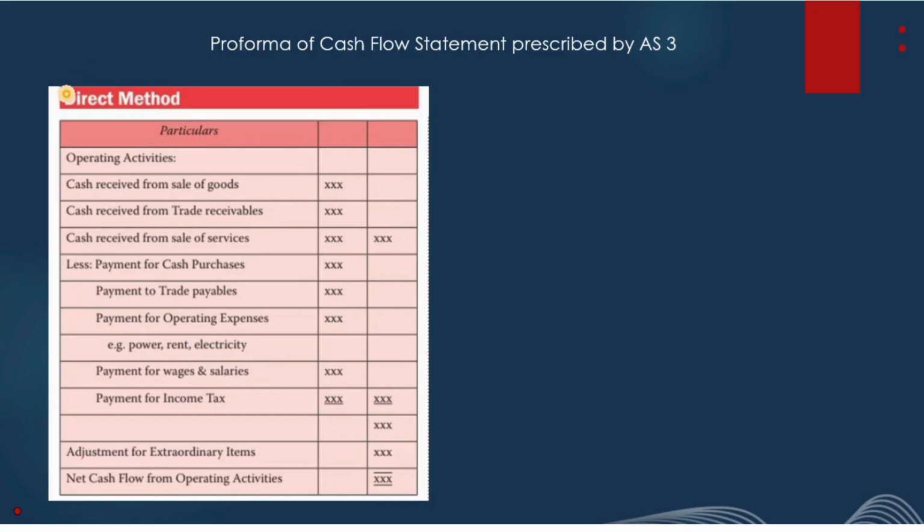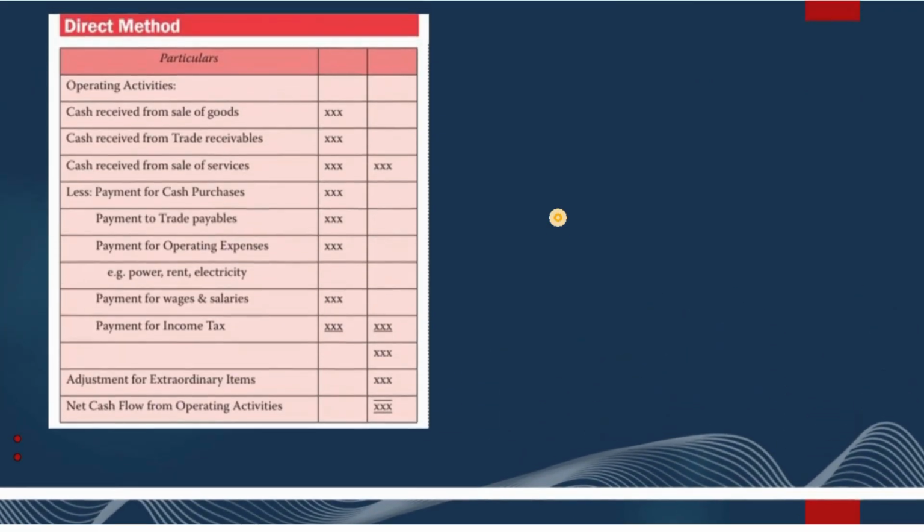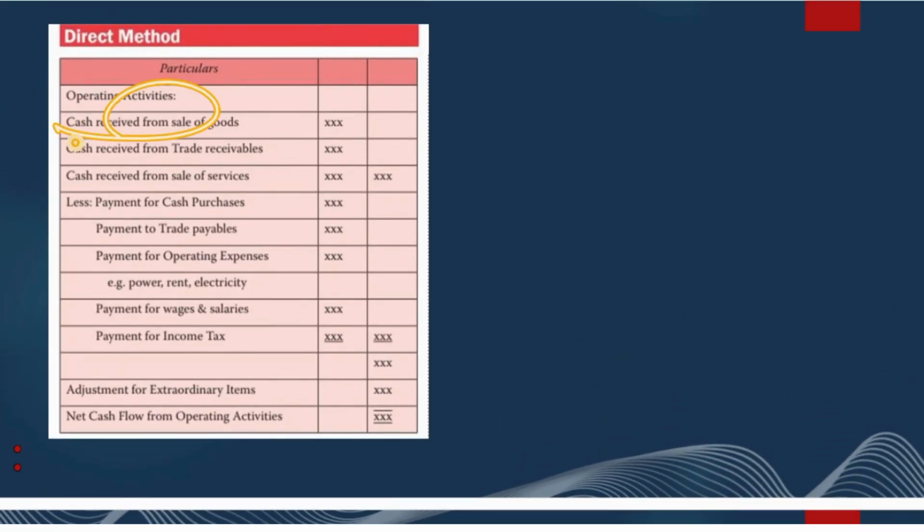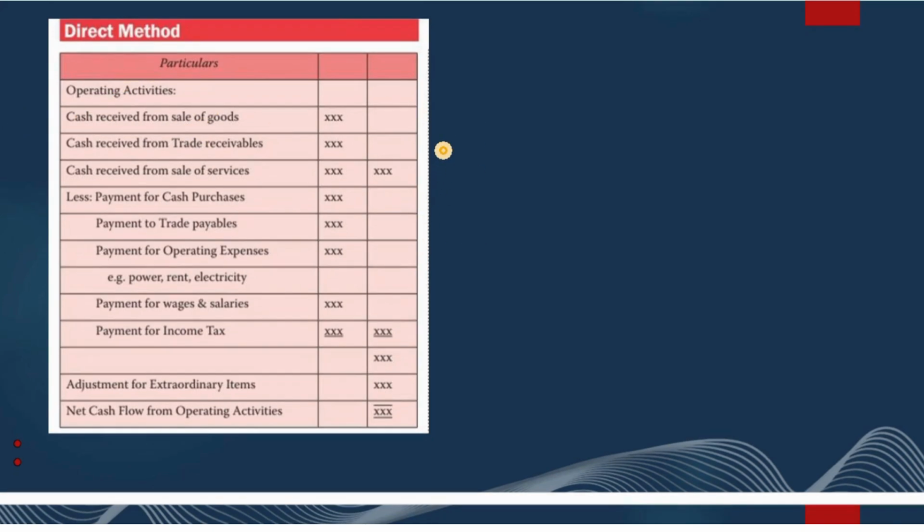Okay, so this is your proforma, and this you have to follow. Basically it just records the cash receipts and cash payments. That's all. This is very simple, you don't have to make a lot of adjustments, whereas if I talk about the indirect method, there are certain adjustments that you have to make. So here you have to record all the operating activities. Certain examples have been given.